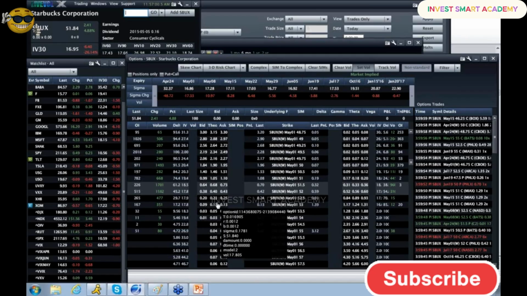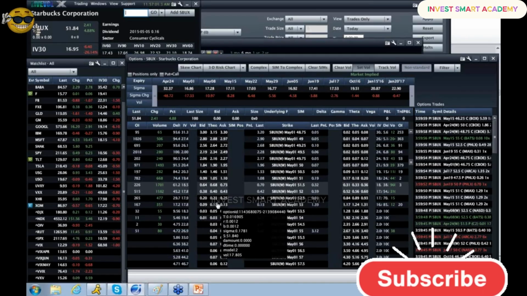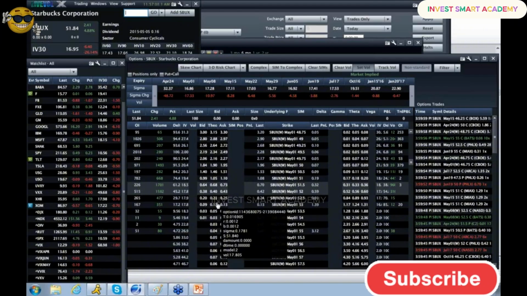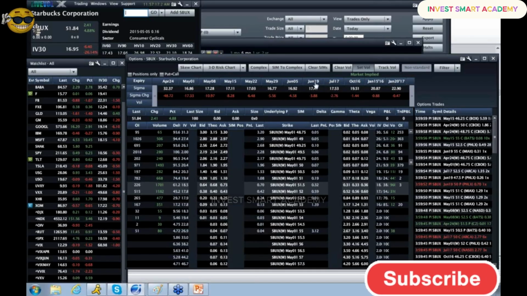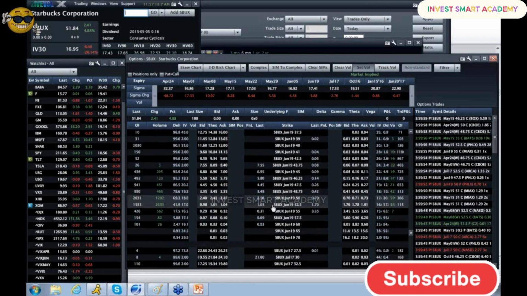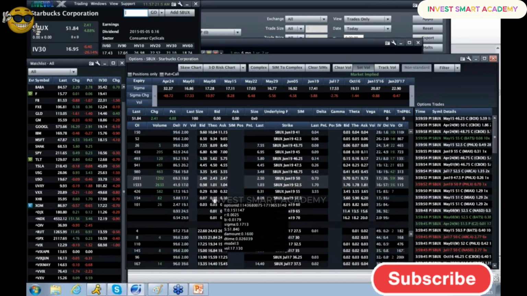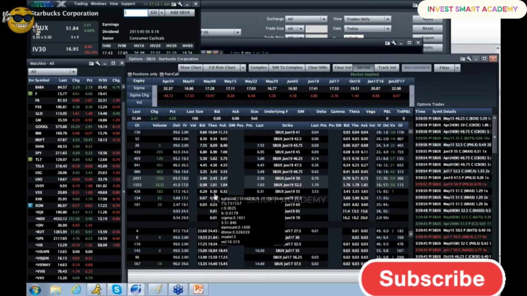And the reason why it's a cone is the further out in time we go, the wider the cone gets. So what about in June? Could Starbucks get to $55 in June? You're darn right. It gets to 57.5. You know, 57.5 is right outside the cone. June is inside the cone.